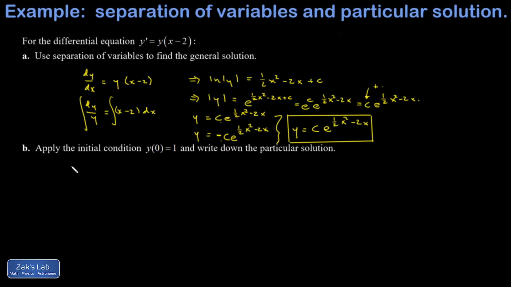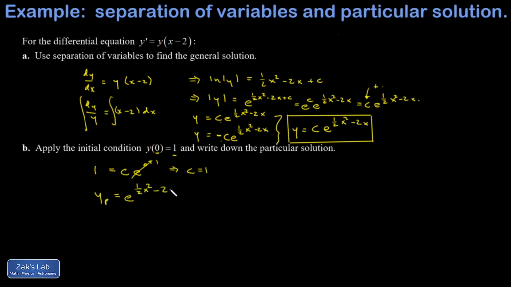So now I'm going to take my general solution and apply this initial condition. It says when x is 0, y is 1. So replace y with 1. Replace all the x's with zeros, and when I do that, I get e to the 0, which is just 1, and I end up with c equals 1. So the particular solution is found by just replacing c with 1.